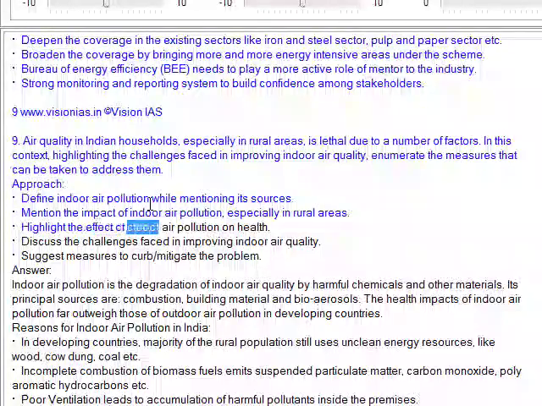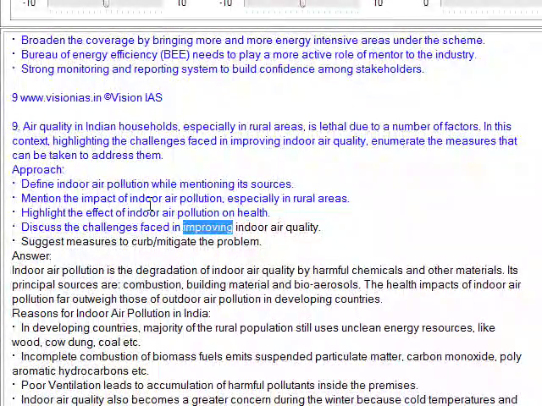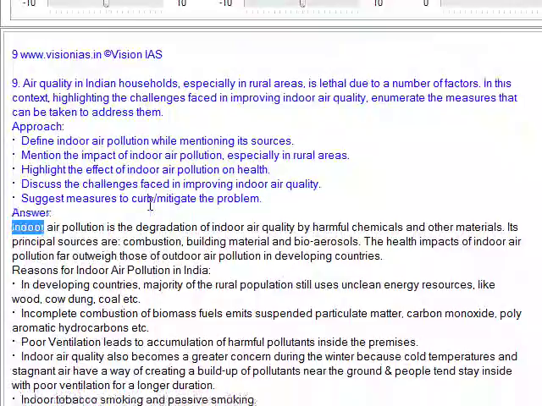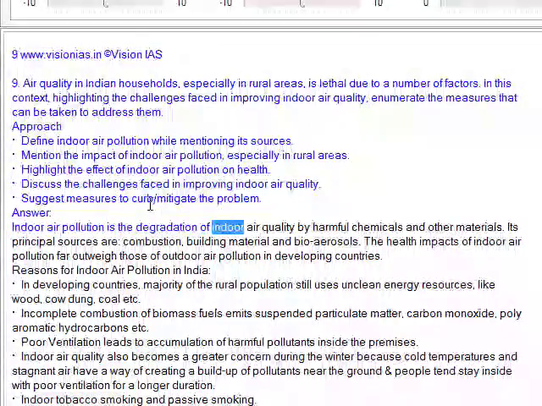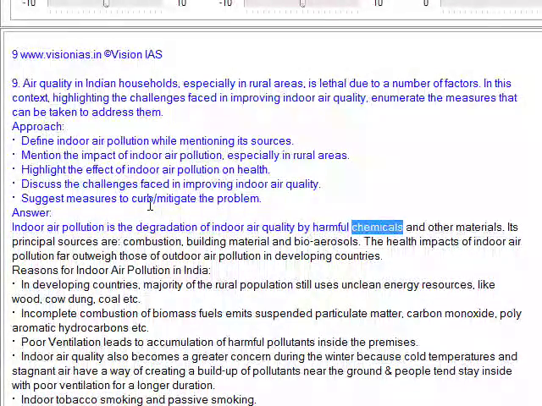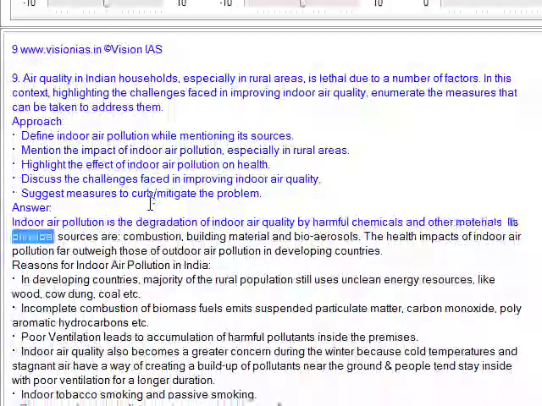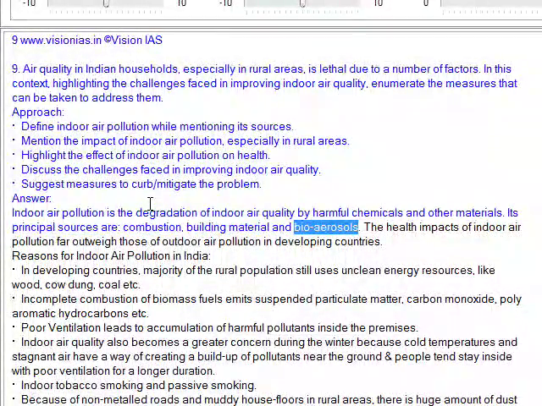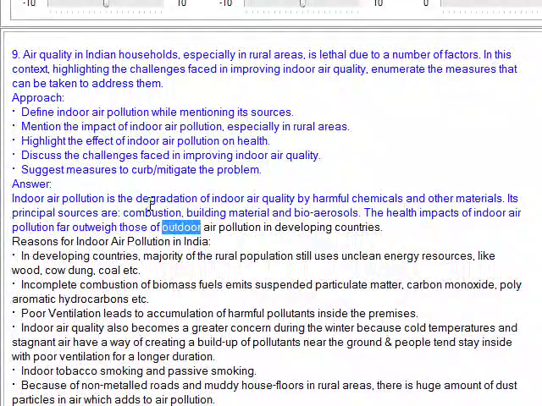Highlight the effect of indoor air pollution on health. Discuss the challenges faced in improving indoor air quality. Suggest measures to curb/mitigate the problem. Answer: indoor air pollution is the degradation of indoor air quality by harmful chemicals and other materials. Its principal sources are combustion, building material, and bioaerosols. The health impacts of indoor air pollution are outweighing those of outdoor air pollution in developing countries.